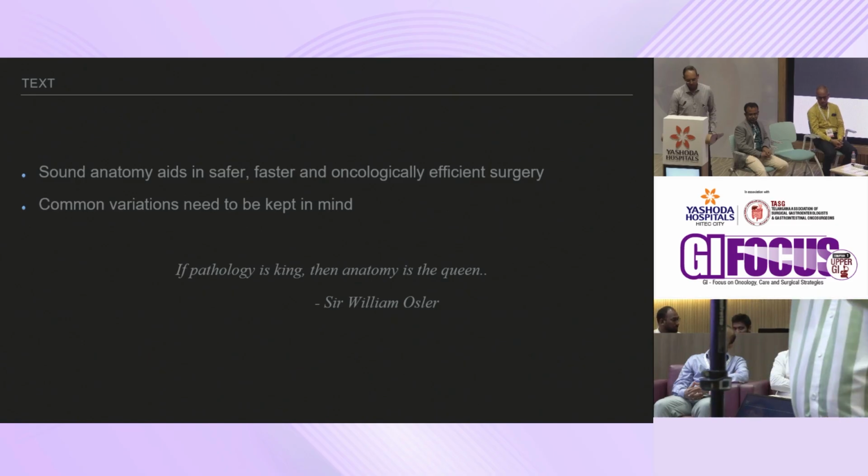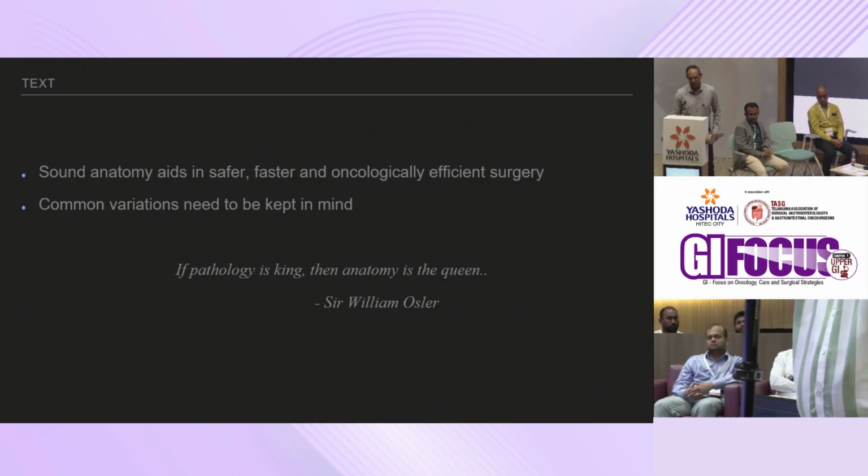And like Sir William also said, if pathology is the king, then anatomy is the queen. Thank you.